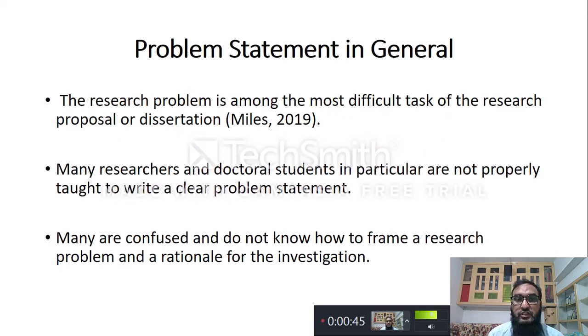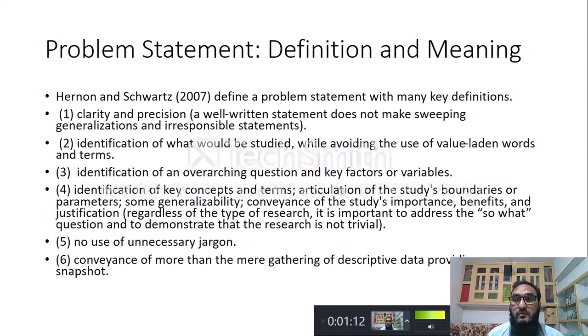Problem statement in general. The research problem is among the most difficult tasks of the research proposal or dissertation. Many students, and doctoral students especially, are not properly taught to write a clear problem statement. Many are confused about how to frame a research problem and the rationale for the investigation. A problem statement is defined in many ways.